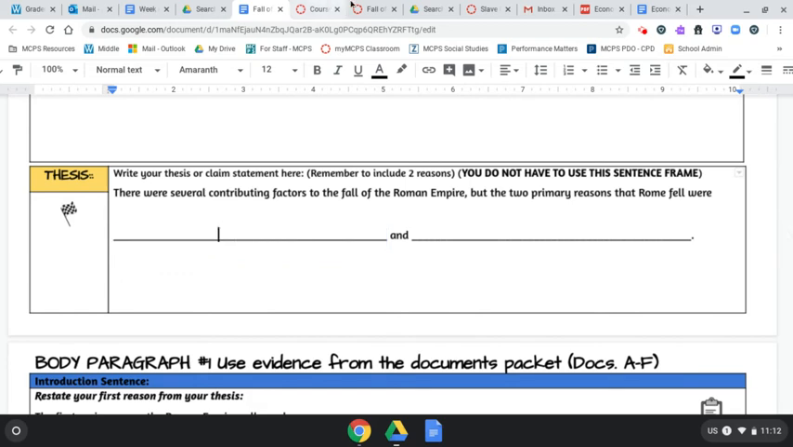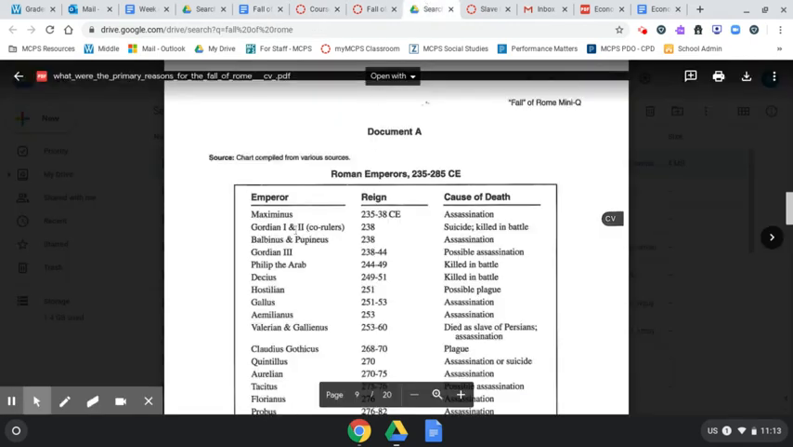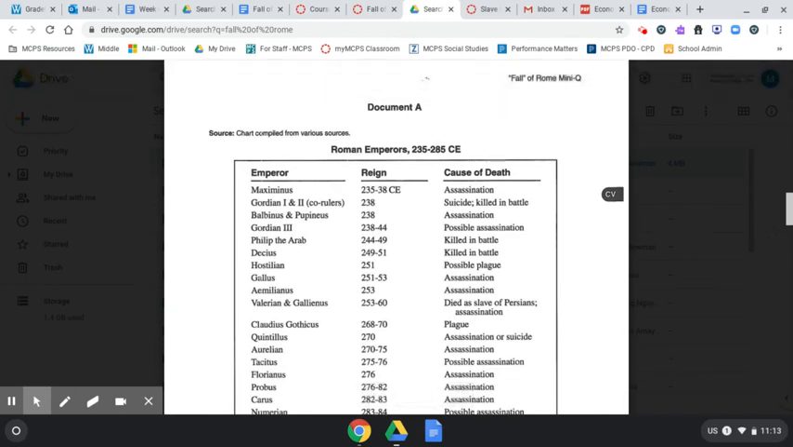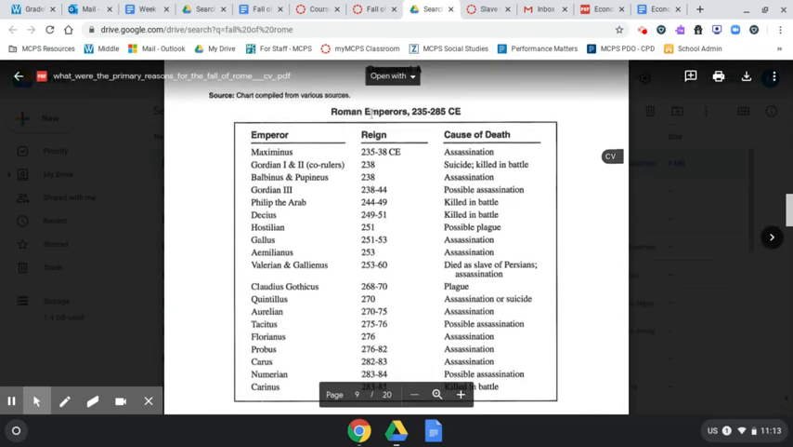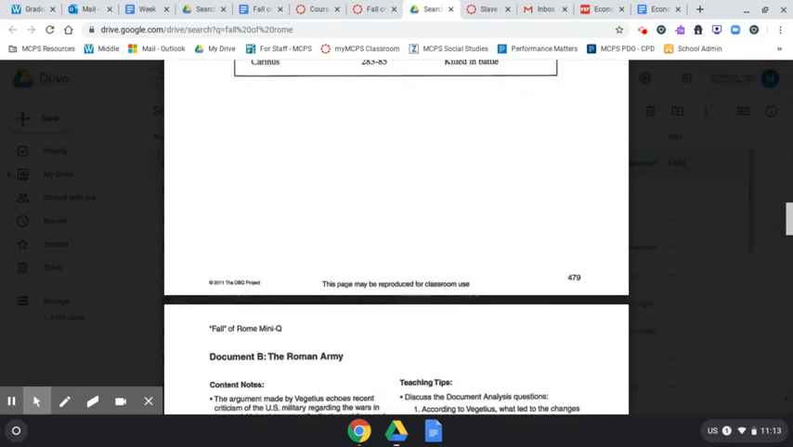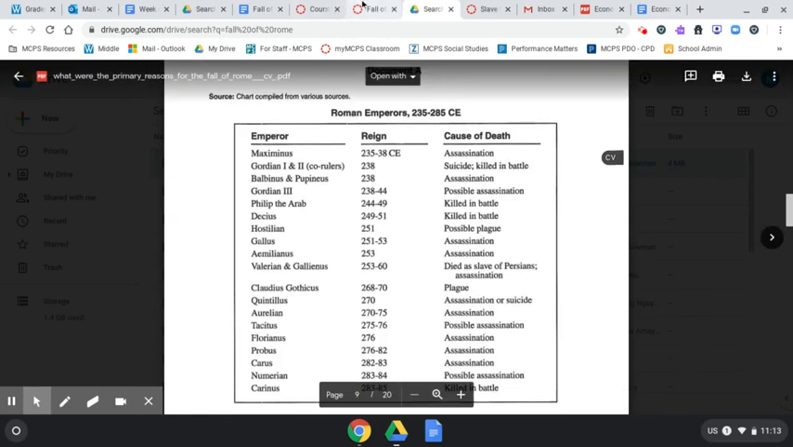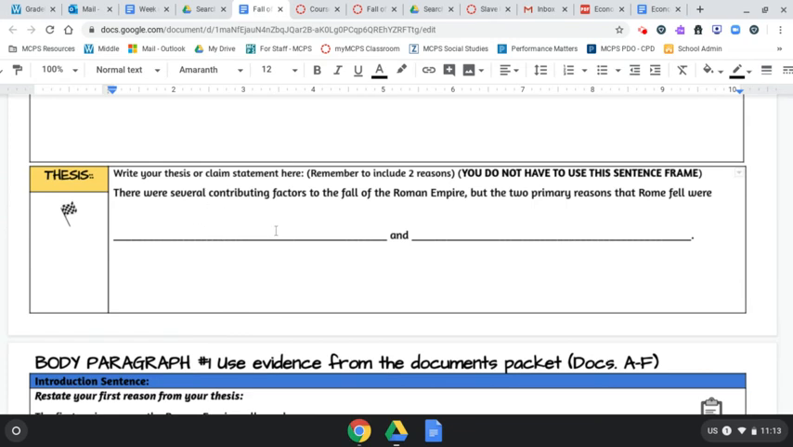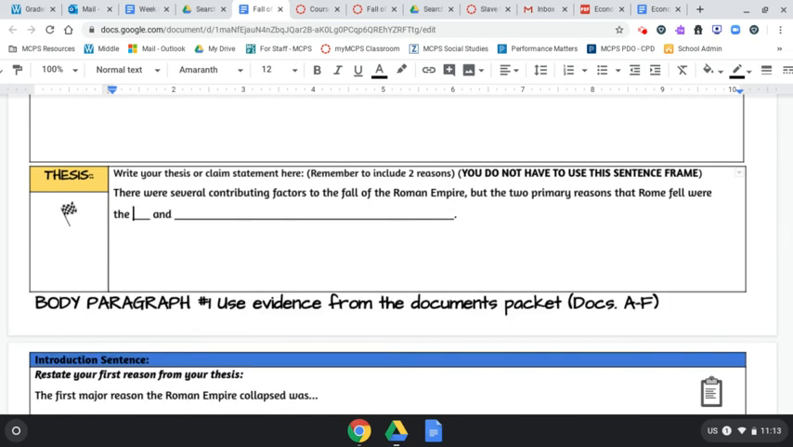Now, you're going to get those reasons directly from your documents, if you remember. So for me, I'm going to use one that we did together. Document A shows emperors, and it shows how many emperors in this short 50-year time period in Rome were assassinated or were killed, and they were not in charge for very long, which we discussed is bad for Rome. So I'm going to use that as one of my reasons. I'm going to say, two primary reasons Rome fell were the short.